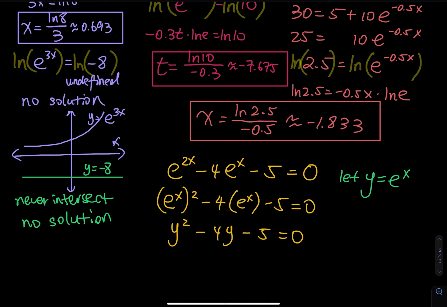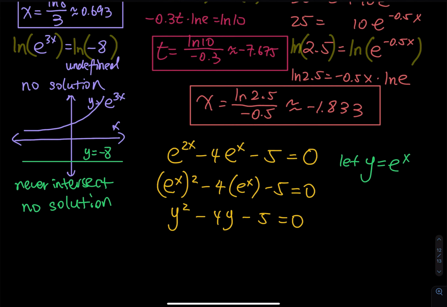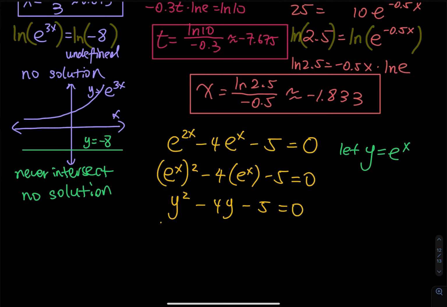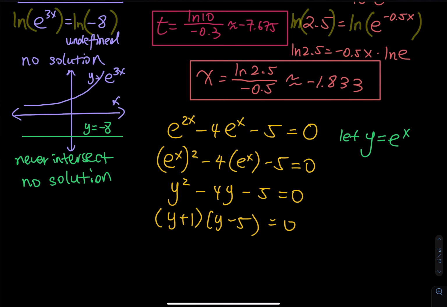So this looks like just a quadratic equation. And then you factor this to y plus 1 times y minus 5 equals 0. 1 times negative 5 is minus 5. 1 plus negative 5 is negative 4. And then y equals negative 1, and y equals 5. So we are not done yet. We are trying to solve for x, right?